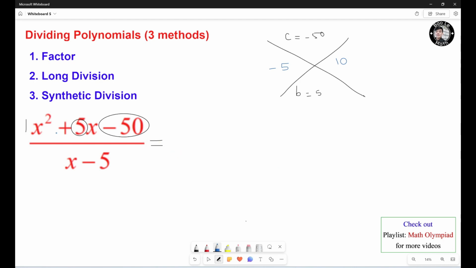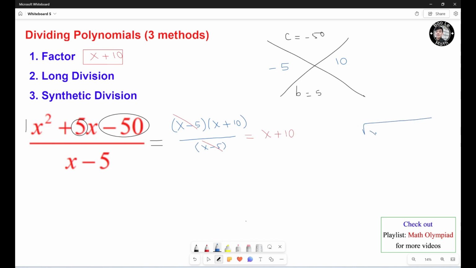So this, I just rewrite as s minus 5 times s plus 10. On the bottom, it's going to be s minus 5. This one and this one cancel out. I'm going to end up with s plus 10. So for the factor method, I have s plus 10 as my answer. Now let's move on to the second method.